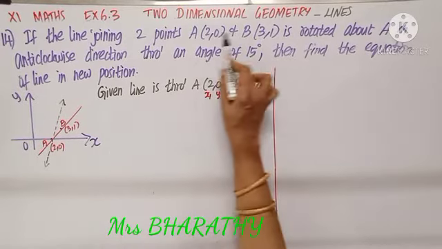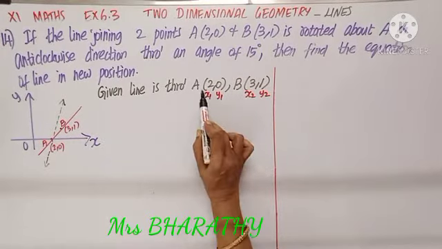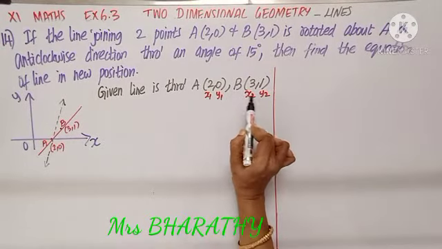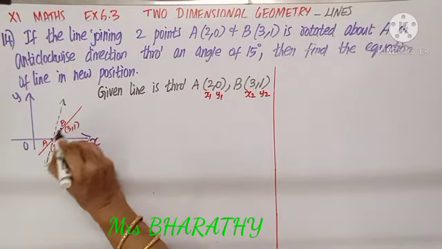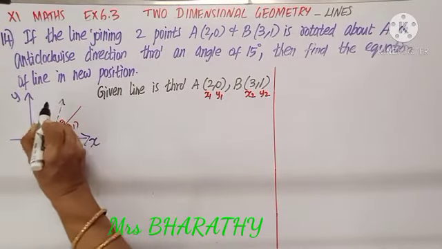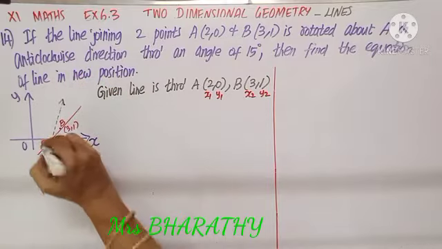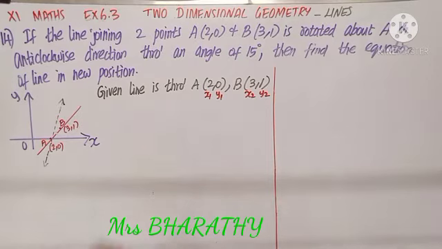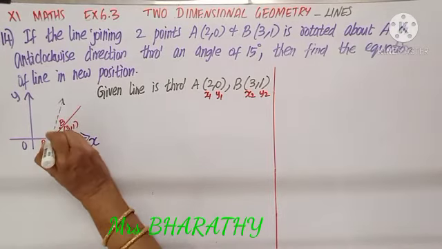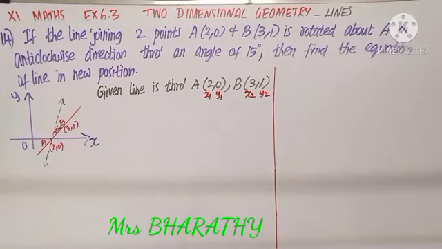The line is passing through AB. Let me call A (x1, y1) and B (x2, y2). Given this line is rotated anti-clockwise in this direction by 15 degrees. Once I know this angle, the total angle, I can add this 15 to that. How to find the angle here?